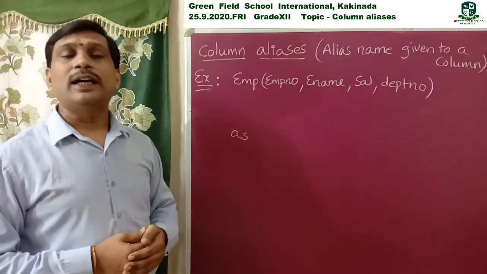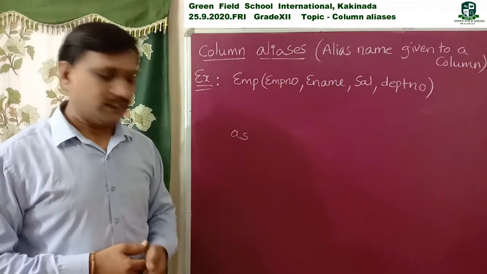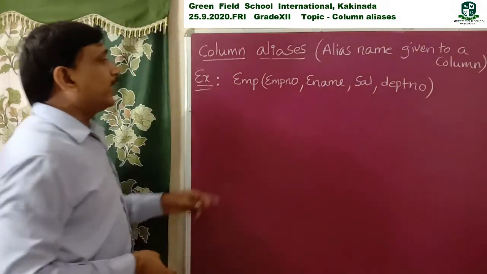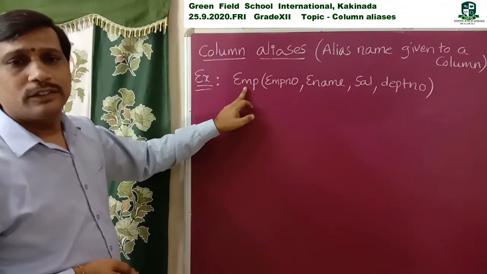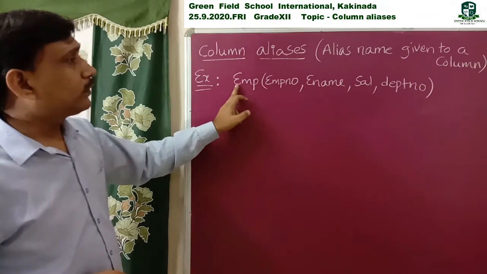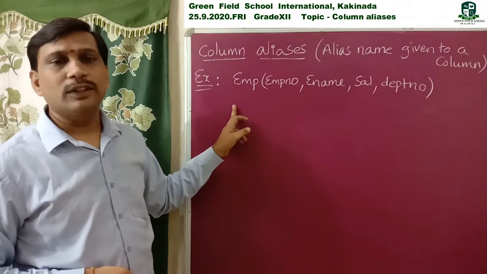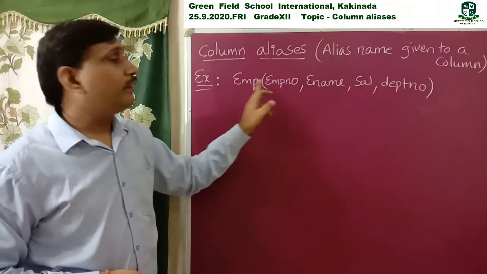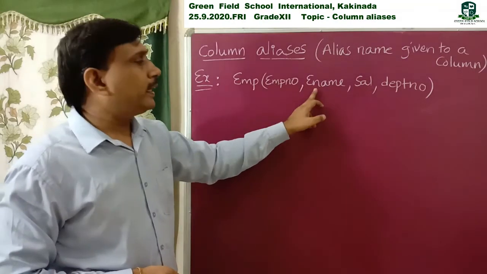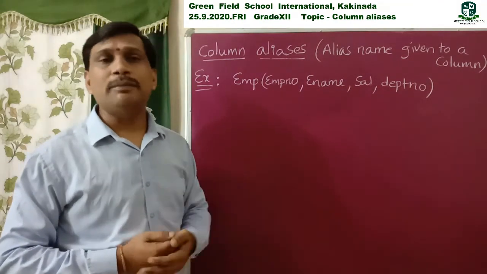Let us see some examples of this column alias concept. See here, I take the employee table, EMP. Here the table name is EMP. This one is the database schema. The employee table is given with these column names: EMP number, ename, sal, DEPT number. These are column names.